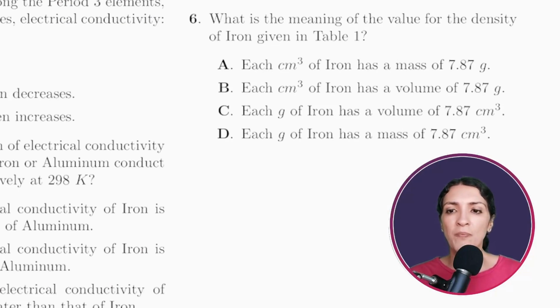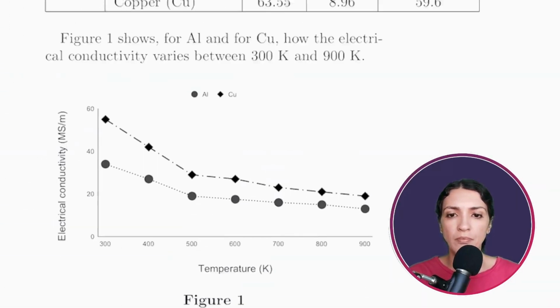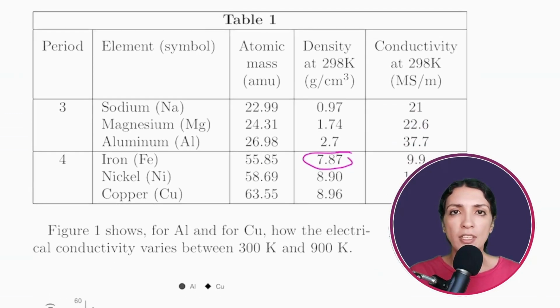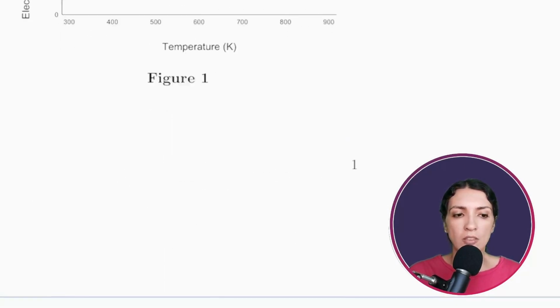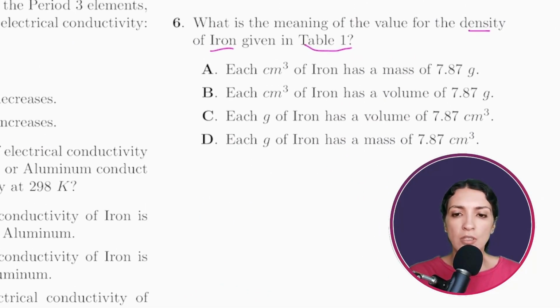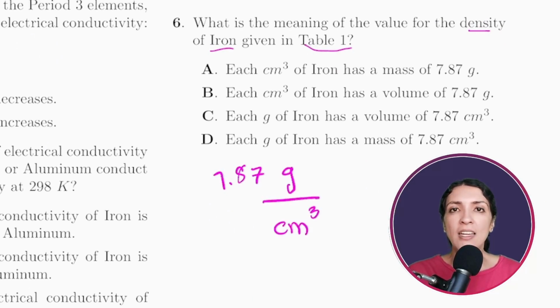For question 6, the where would be table 1, the who would be density of iron, and the why is a definition of density. So let's look at table 1 and look at density for iron is 7.87, but here we care about the units. It's gram per centimeters cubed. And so we'll go back to the question, and here we see that we're told it is 7.87 grams per centimeters cubed.